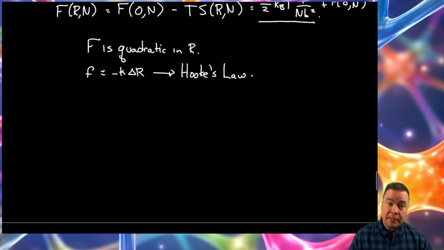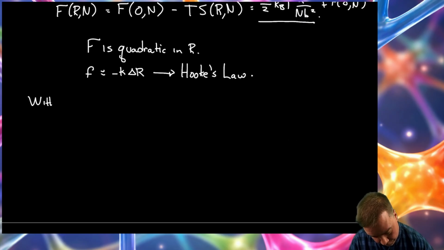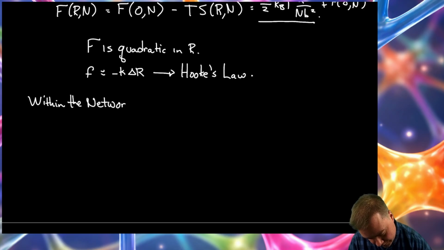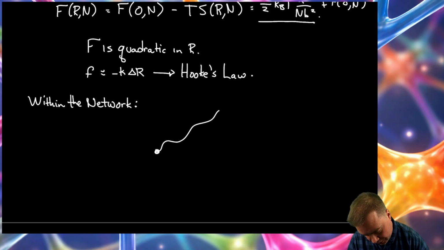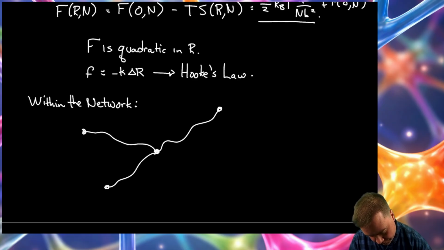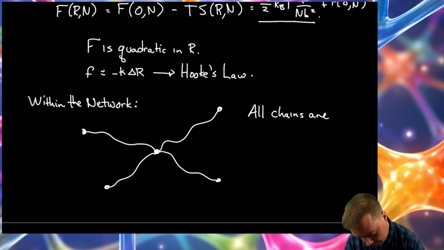Okay. So now let's use this to describe our network. Let's look within the network first. Okay, so within the network, how does this thing look? If you remember, we've got junctions, and so here's our junctions, and let's draw 4 polymers coming off that junction. And again, these are going to connect to the rest of the network. Let's assume that all chains are elastically active. Okay, so that's the first thing.